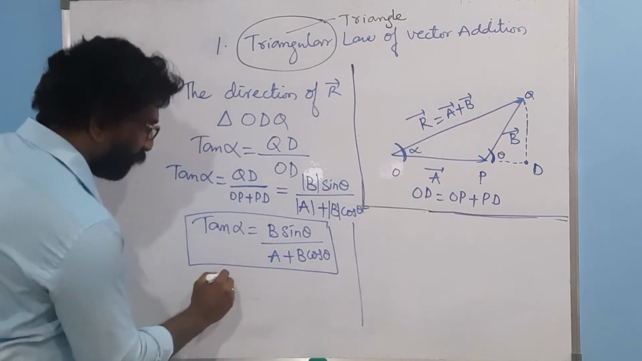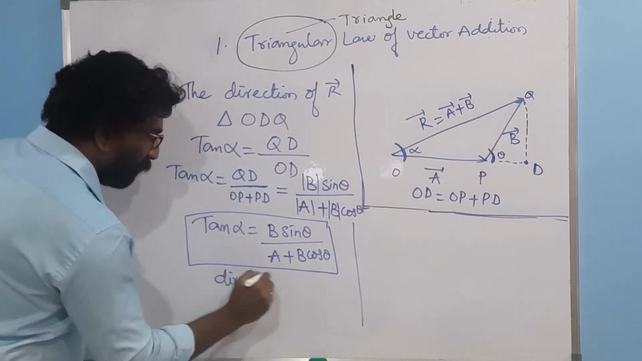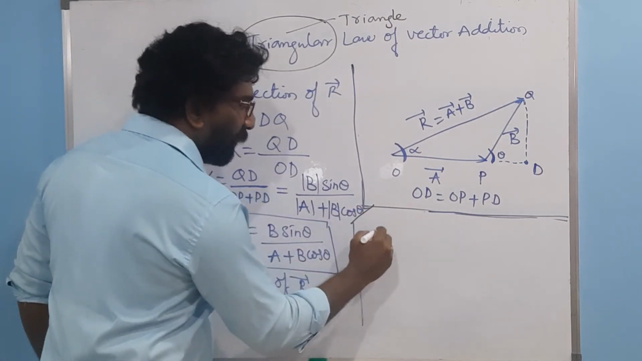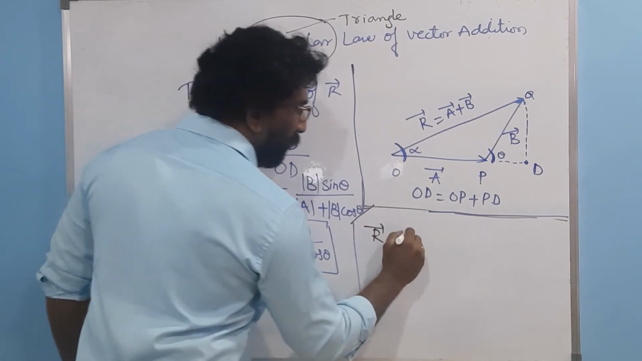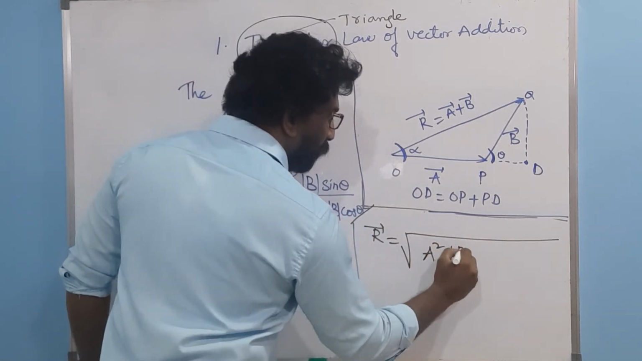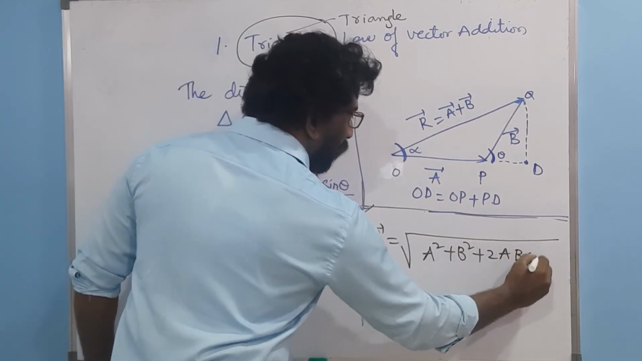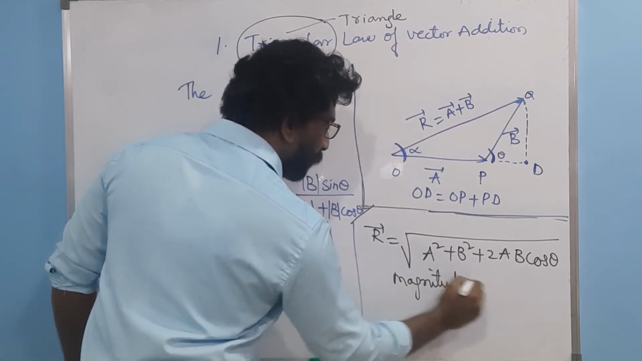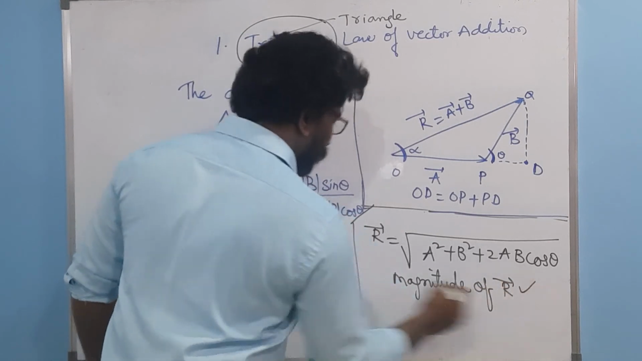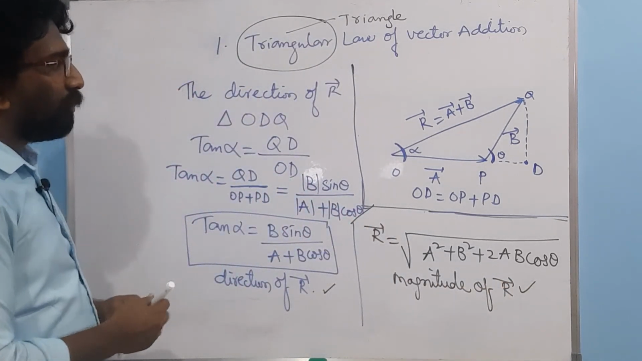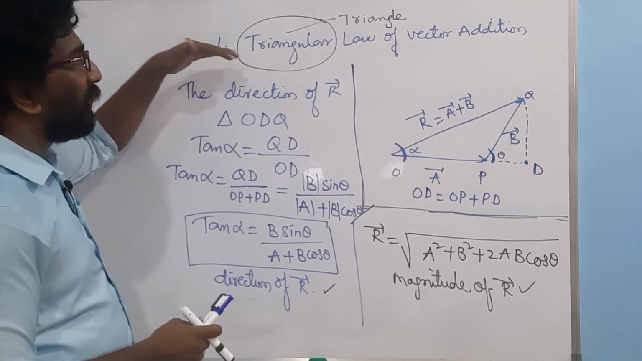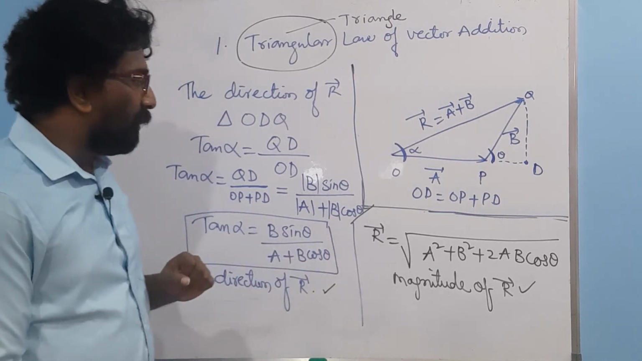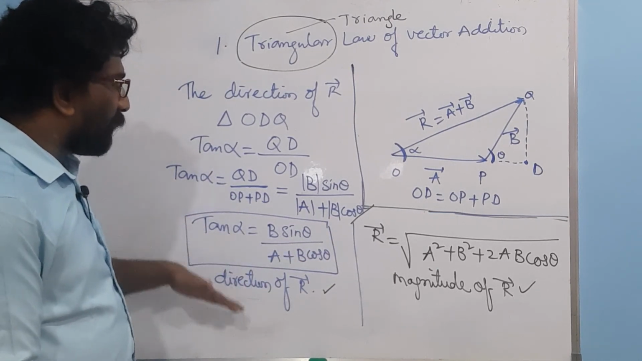This is the direction of resultant vector R, and the magnitude of resultant vector R is given by root of A square plus B square plus 2AB cos theta. Both are very important formulae to deal with any kind of numericals with the help of the triangular law of vector addition. This formula indicates the magnitude of vector R, and this formula indicates the direction of vector R.